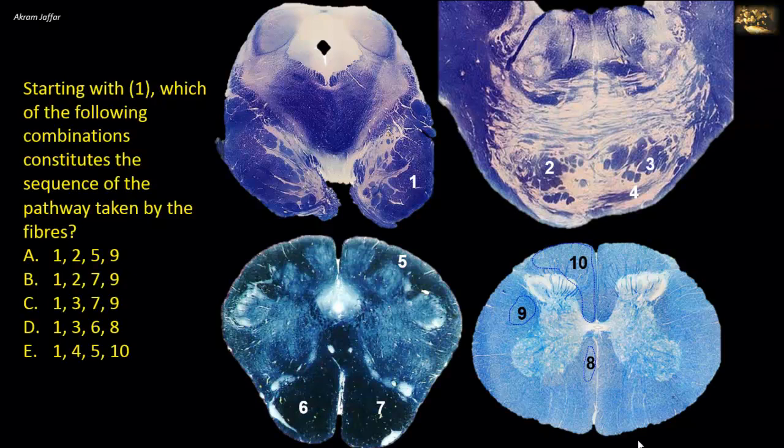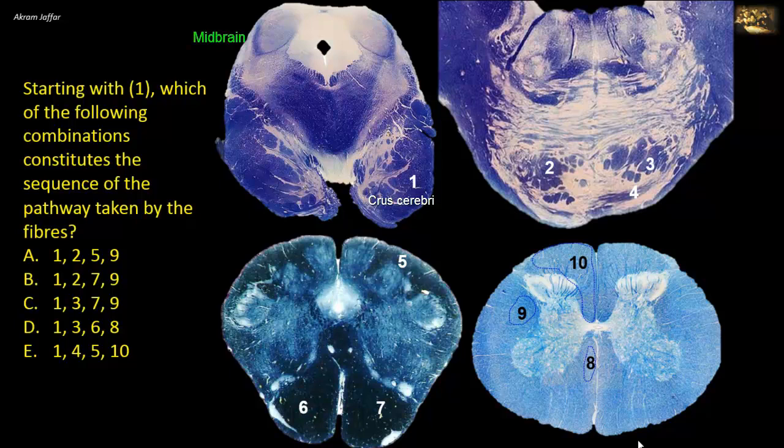Starting with 1, which of the following combinations constitutes the sequence of the pathway taken by the fibers? The pathway starting at 1 is located in a section of the midbrain, the most anterior part of which is the crus cerebri, which contains corticofugal fibers, corticopontine, corticobulbar, and corticospinal fibers.